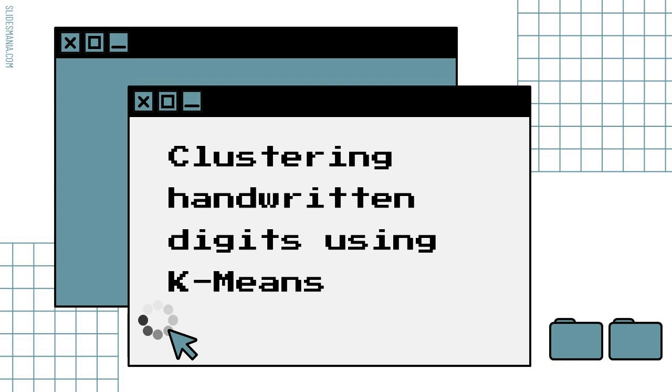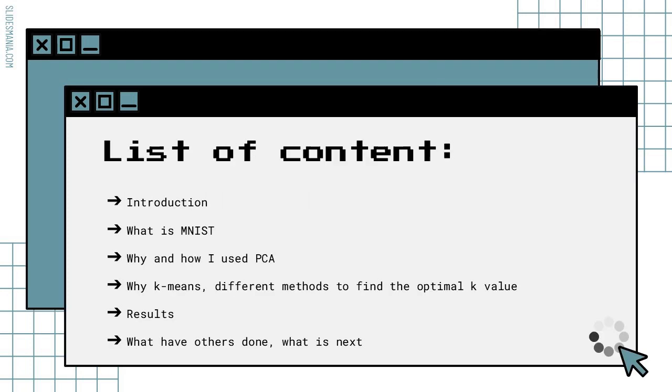Hello, my name is Aida Hashamlu, and today I'm going to talk about my project, which was clustering handwritten digits using k-means algorithm. Handwritten digit recognition plays a crucial role in various fields such as optical character recognition, document processing, and even digitizing historical archives. The use of k-means clustering, a popular unsupervised learning algorithm, offers an effective approach to group similar handwritten digits together based on their shared characteristics.